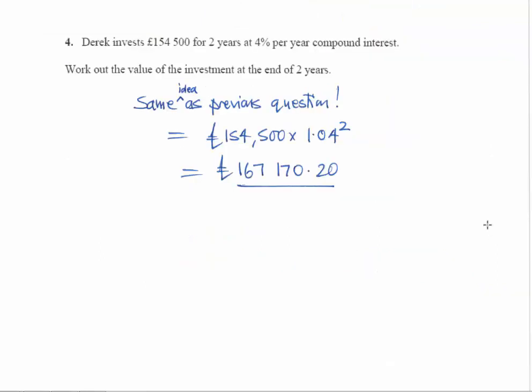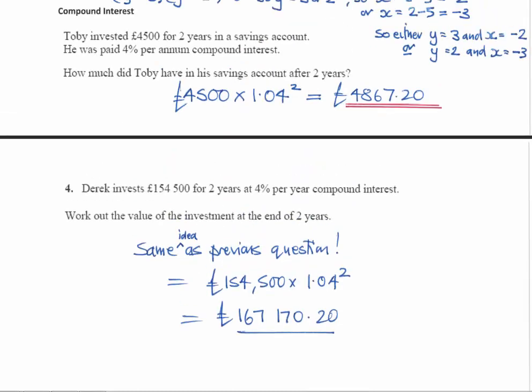So the last question says Derek invests £154,500 for 2 years at 4% per year compound interest. Work out the value of the investment at the end of 2 years. So this is the same idea as the previous question. You're putting some money in an account. It's getting 4% for 2 years. It says here, work out the value of the investment. It's the same kind of question.